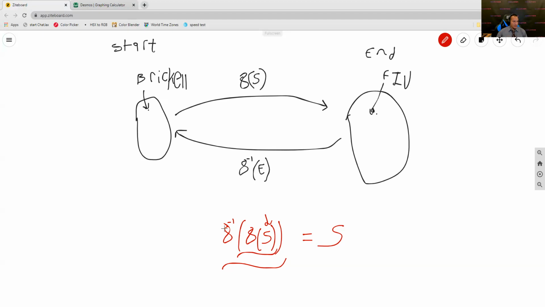And from what you can see here, you could just cancel out the 8 and 8 backwards and you just get S right here. And guess what? That works in math too. What I just described was a real life application of it.